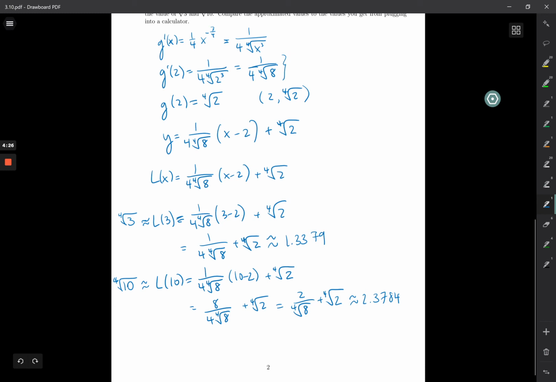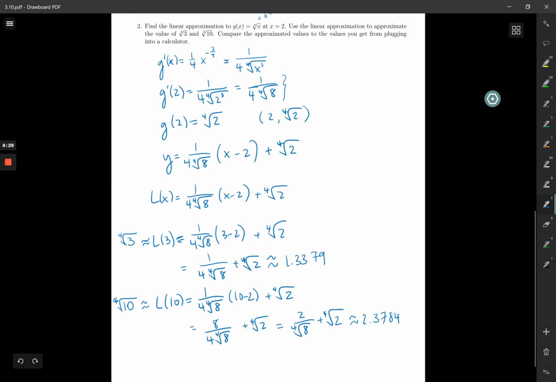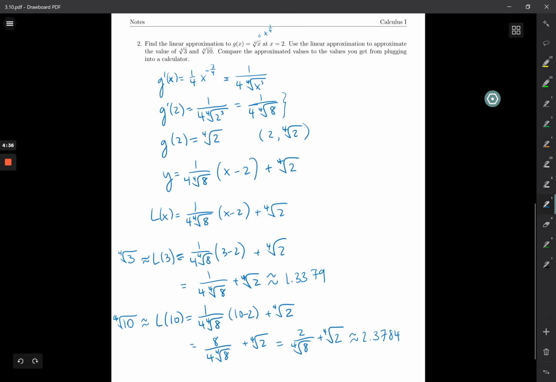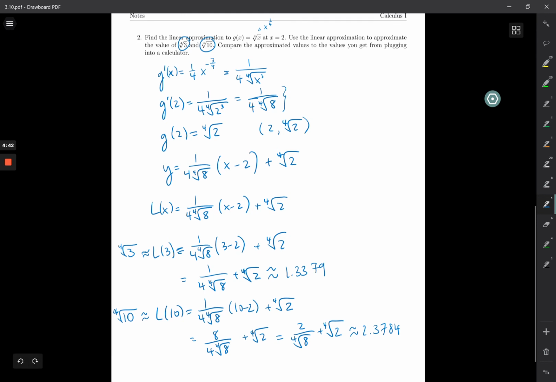1.3379. And in this problem, you're asked to compare these values that we get from the linearization to the values you get when you plug these into a calculator. And the reason why I wanted to do this example is because notice that 3 is close to 2. It's not that close to 2, but it's somewhat close to 2. And so it makes sense to use the linearization at 2 to approximate this value, but 10 is pretty far away from the point 2.